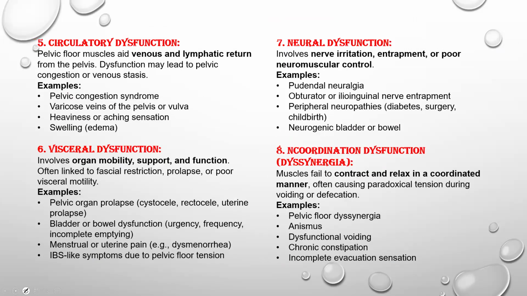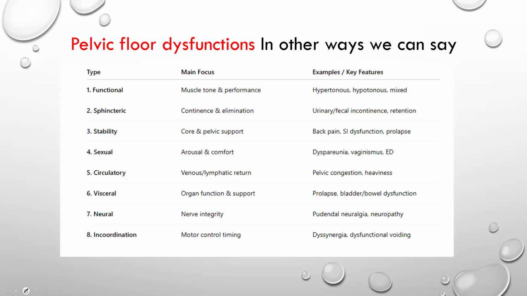Circulatory dysfunctions, varicose veins of the pelvis and vulva, swelling, edema, heaviness, aching, pelvic congestion, pelvic organ prolapse, bladder, bowel, menstrual, uterine pain, IBS, pudendal neuralgia. These are all issues where you can help after getting yourself trained. Take a screenshot of this slide. It's very important: functioning of the pelvic floor, where we have to focus, and which cases we can sort.